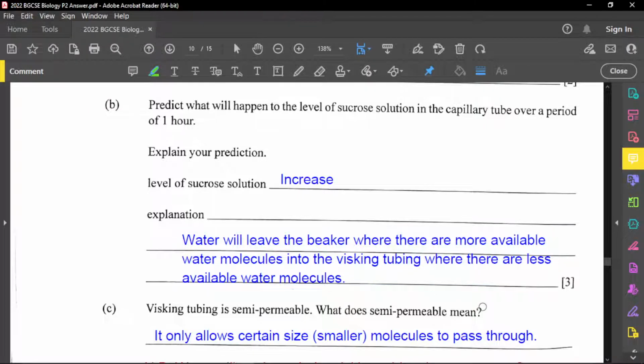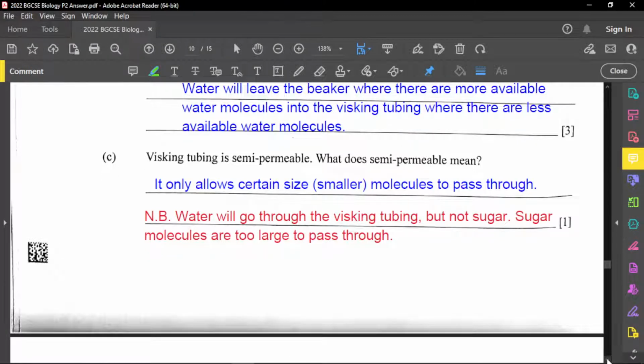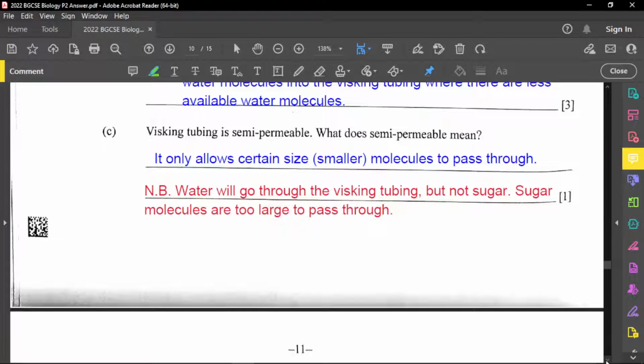All right, and for part C, it states that biskin tubing is semi-permeable. What does semi-permeable mean? Semi-permeable means that it only allows certain sizes, which are the smaller molecules, to pass through. Please note that water will go through the biskin tubing, but sugar will not. Sugar itself will not be able to move through it because sugar molecules are too large to pass through. This is not a part of the answer, but there's something for you to take home. That's why osmosis is the movement of water, because the molecules of water are normally smaller than sugar or salts, or even minerals.